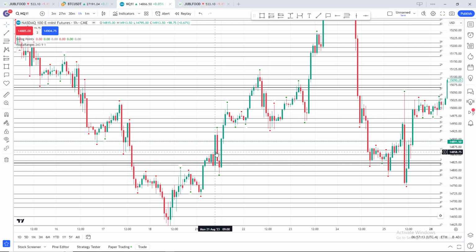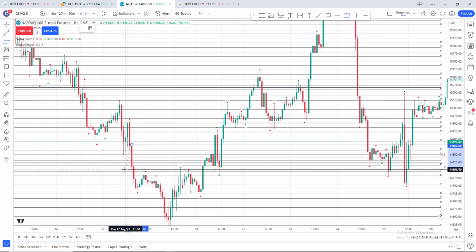Now, what do I expect here? I want to see a bullish order block on 11, which has grabbed the liquidity, a swing low. Mark your 50% and wait for a propulsion block to be created.